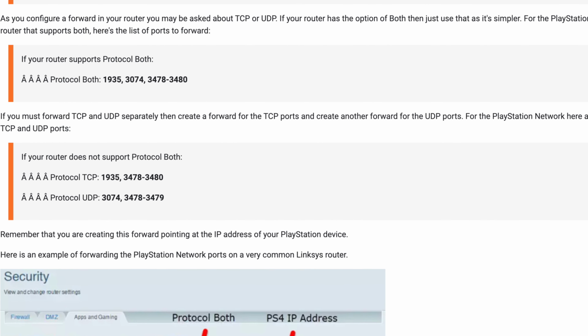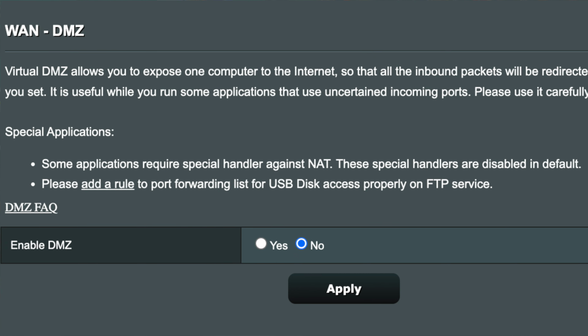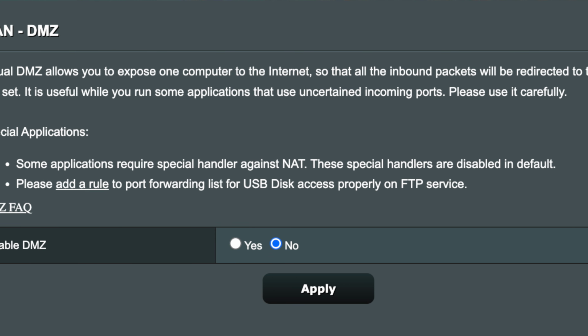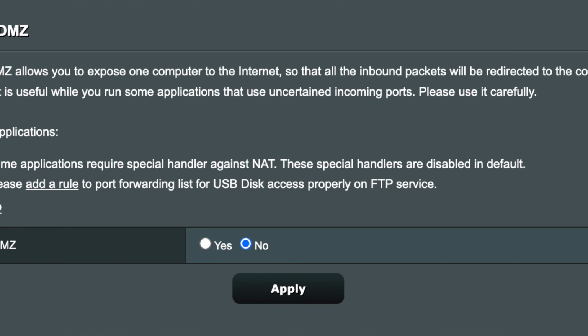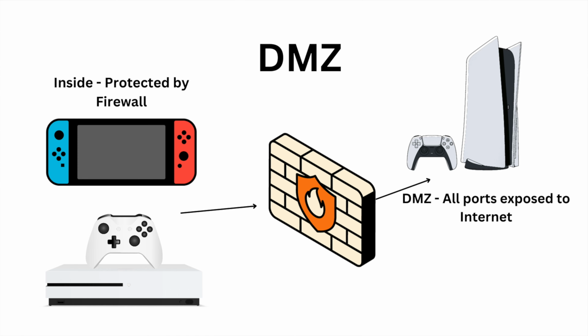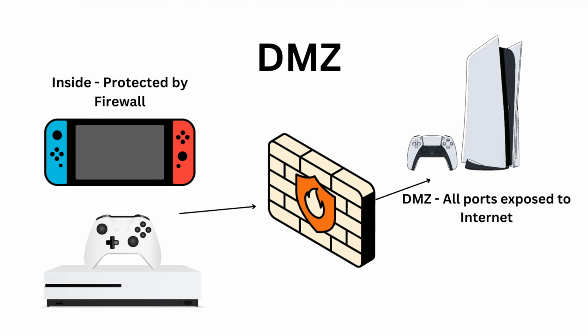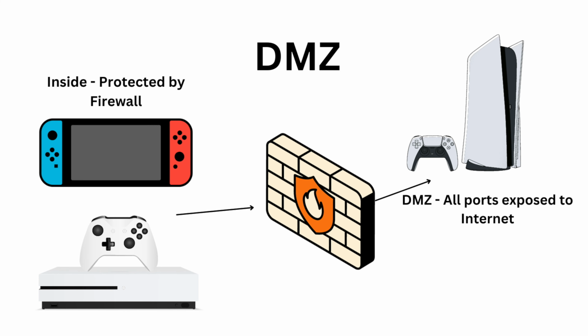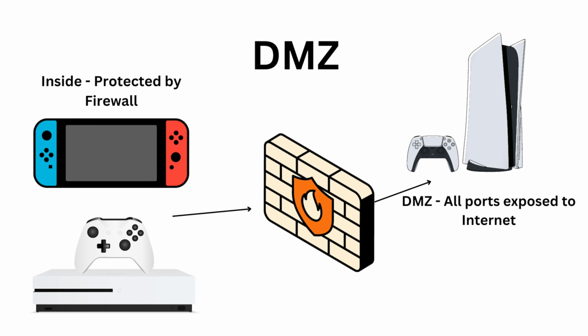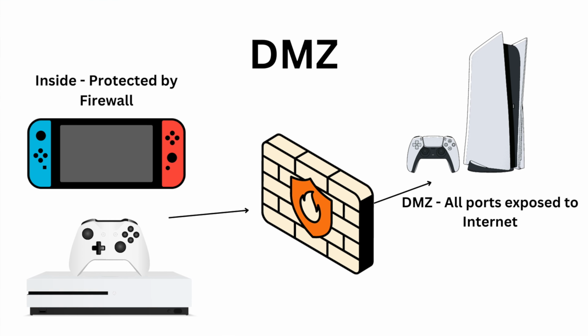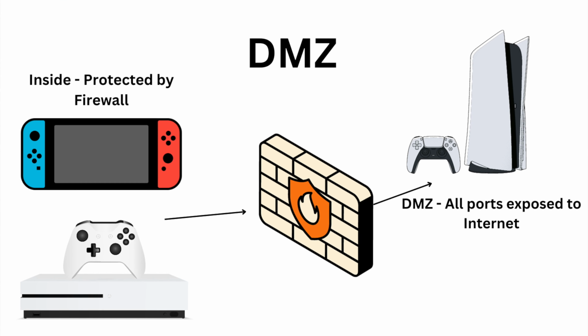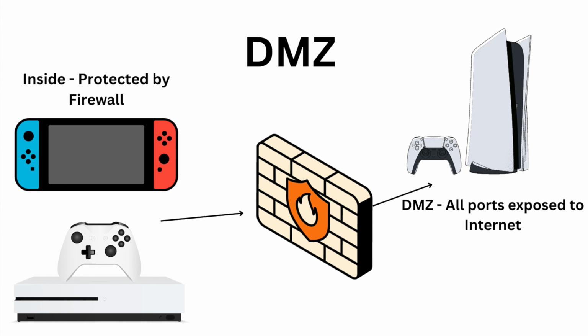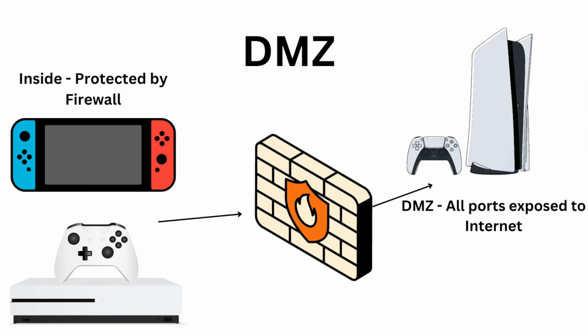If all else fails, placing your console in what's known as the DMZ, Demilitarized Zone, can resolve the issue. The DMZ is a zone beyond your firewall, open to all network traffic from the internet. While this can be a quick fix, it's not the safest option as it exposes your device to the internet. Consider the DMZ as a last resort while you work on configuring your router properly.